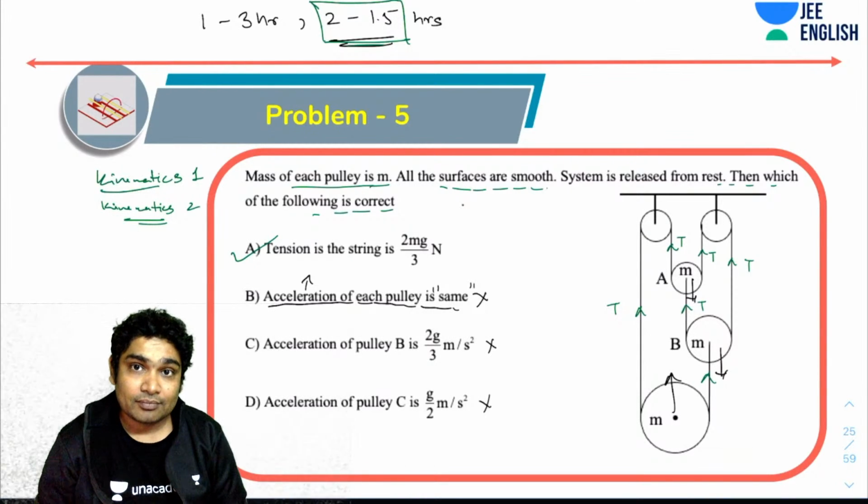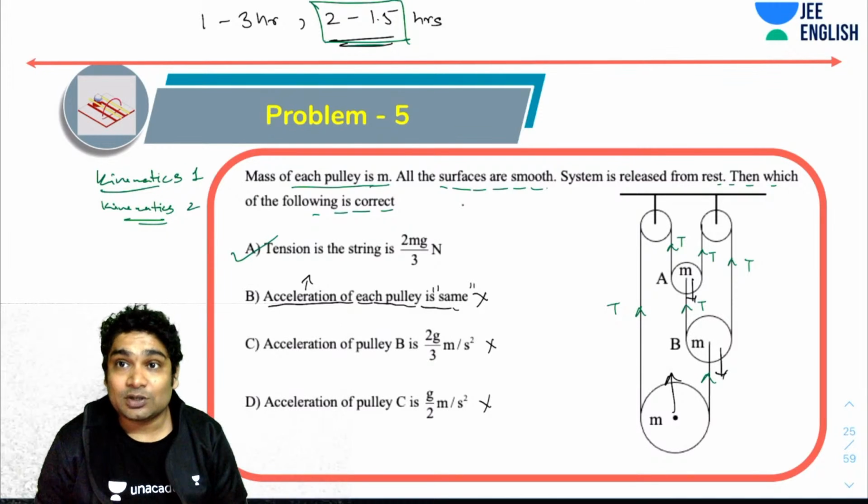Okay. All right. So here the correct answer is 2 mg by 3. All right.